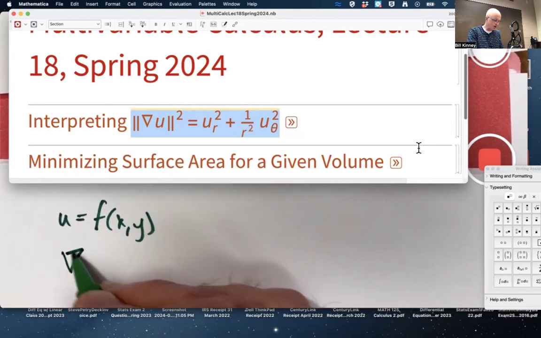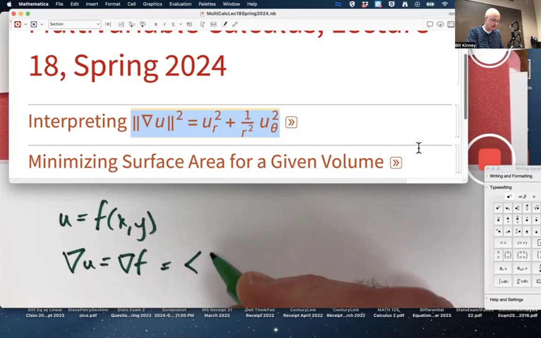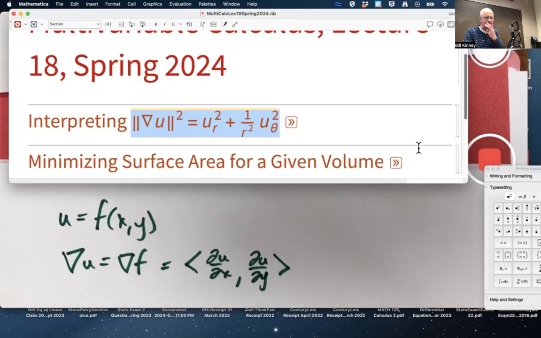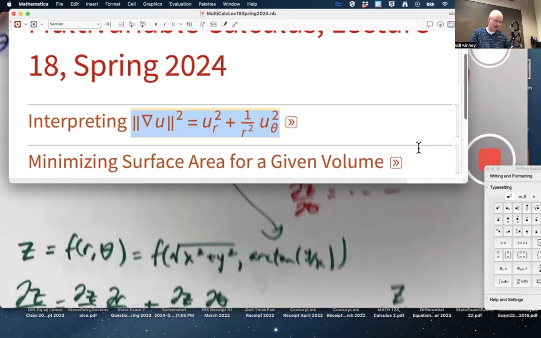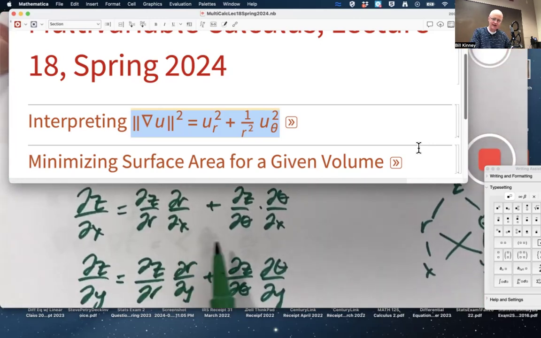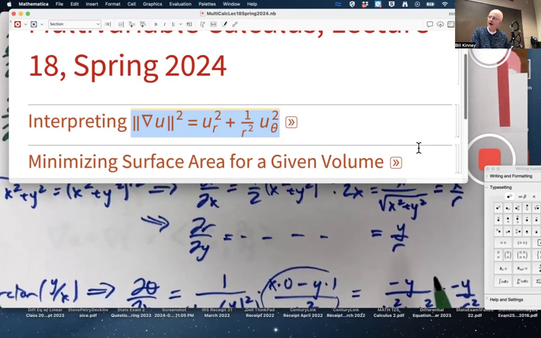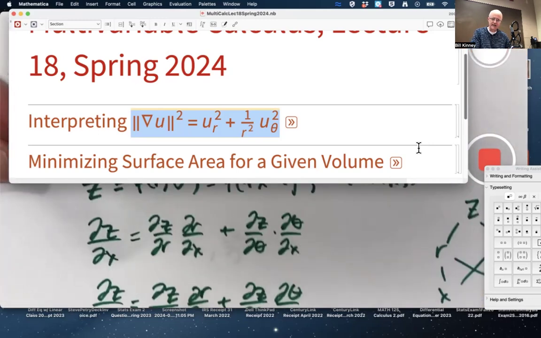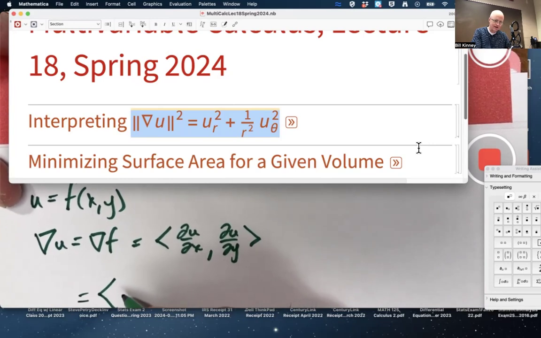We're interested in the gradient of U, which you could also write as the gradient of f. It would be this vector. I could write both of those derivatives like this. And I could replace the partials of r and theta with respect to x and y with these things that I derived. I'm using U instead of Z, but this is what I'd be using. Let's go ahead and rewrite it.